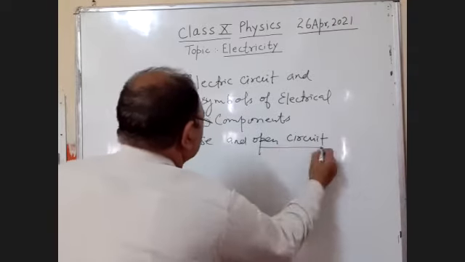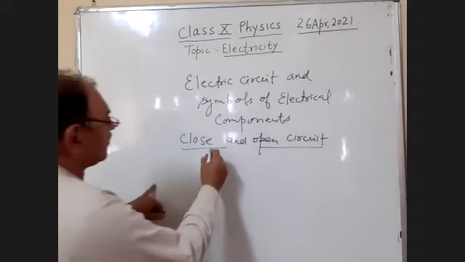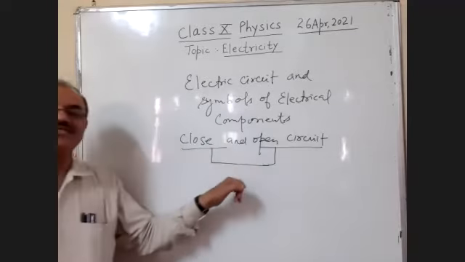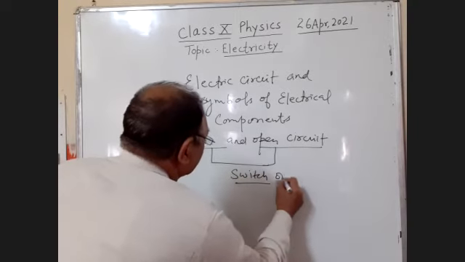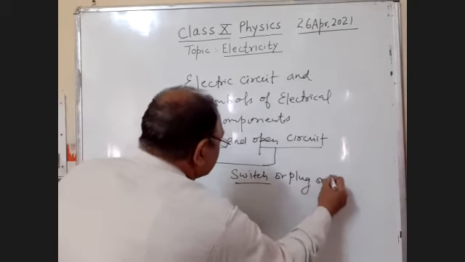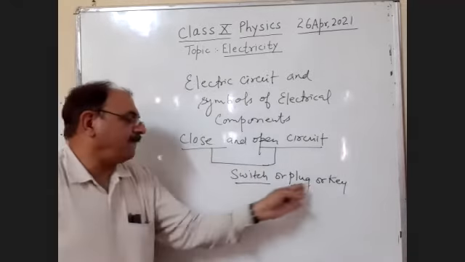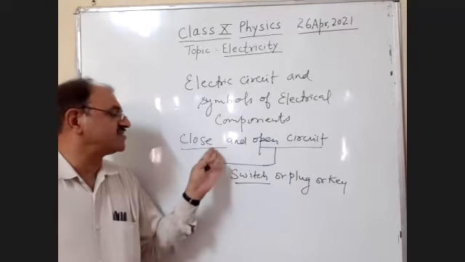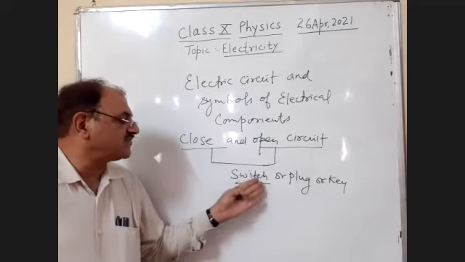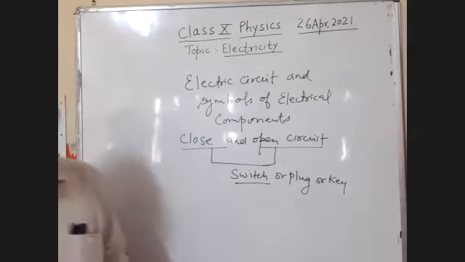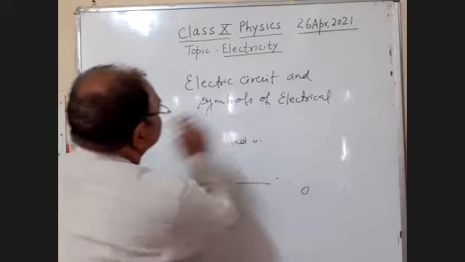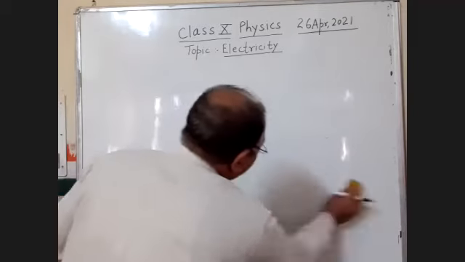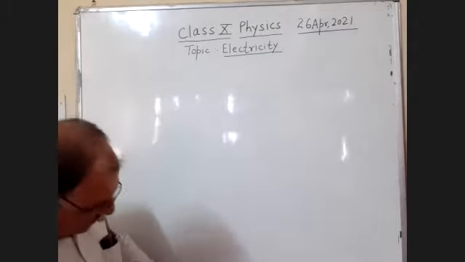Now students, this closed and open circuit function is done by the switch, or plug, or key. The function to make the circuit close or open is the function of the switch, plug or the key. Is it clear, students? Now the next, here I draw the diagram of the electric circuit and we'll discuss some of the electrical components that are used in that electric circuit.